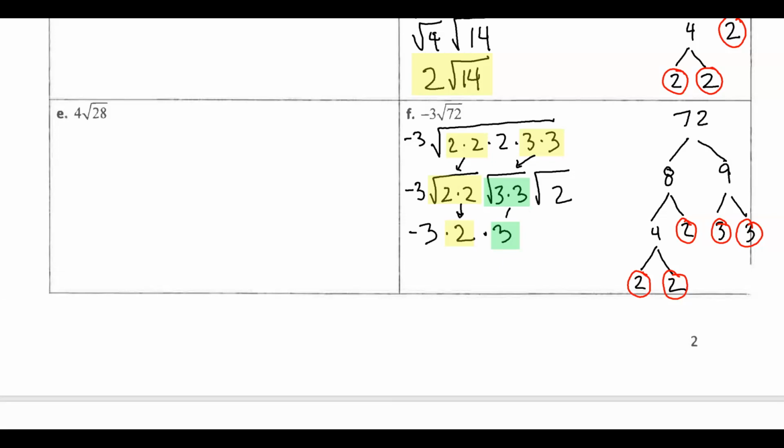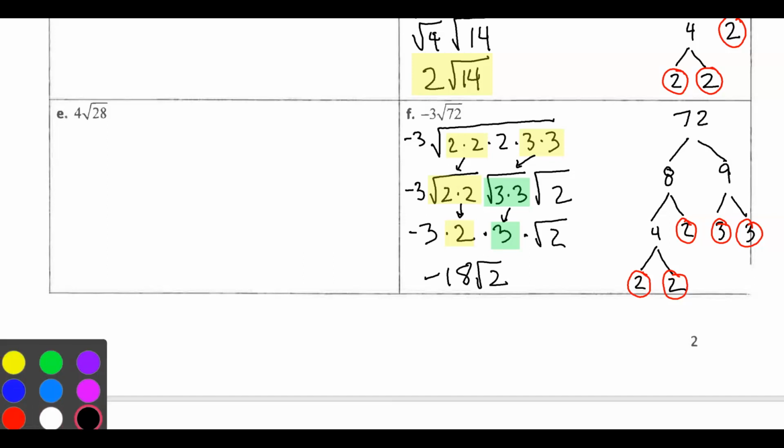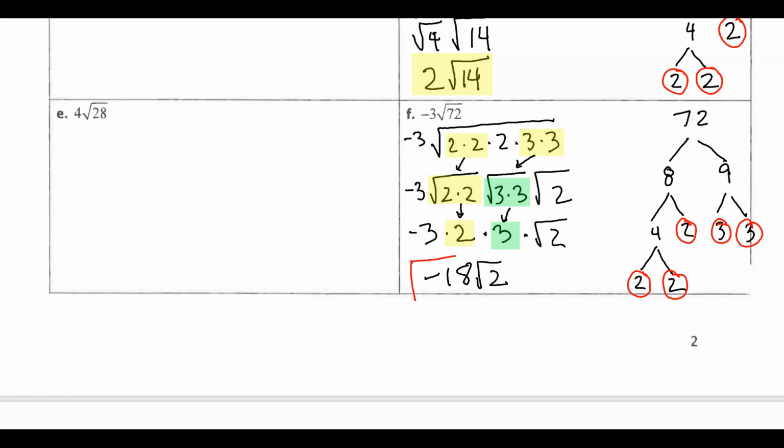That's going to be 2, that's going to be 3, and then we just bring down our square root of 2. And again, anything inside can get multiplied, anything outside can get multiplied. So I have negative 3 times 2 times negative 3, that's negative 6 times 3 is negative 18. And then we have this lone square root of 2 left over, and there is our answer.